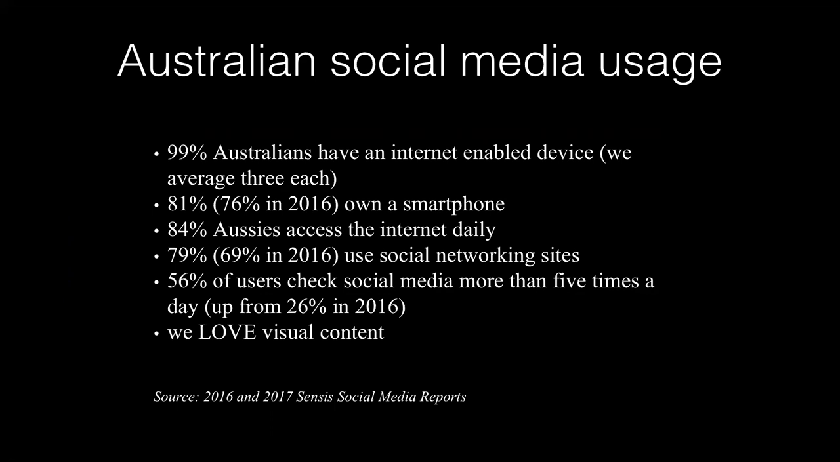So their survey this year showed that 99% of us have an internet-enabled device, and we average 3 each, which sounds like a lot until you work it out. In our house, we've got about 10 internet-enabled devices by the time you add up the phones, the iPads, the computers and the TV. 81% of us in the 2017 survey results own a smartphone, which is an increase from 76% last year.